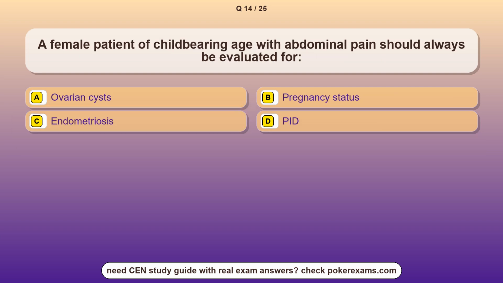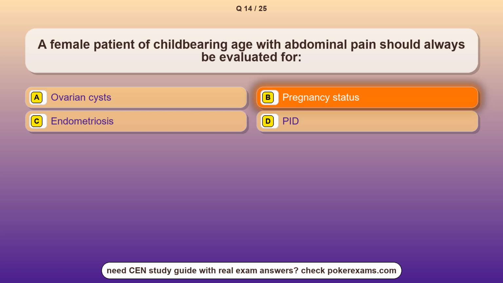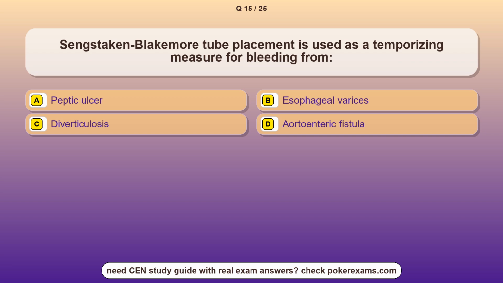Question 14. A female patient of childbearing age with abdominal pain should always be evaluated for: Option A. Ovarian cysts. Option B. Pregnancy status. Option C. Endometriosis. Option D. PID. The correct answer is option B. Pregnancy status.